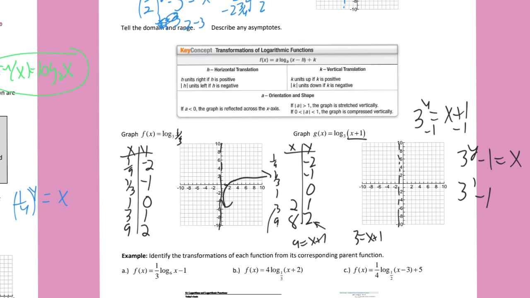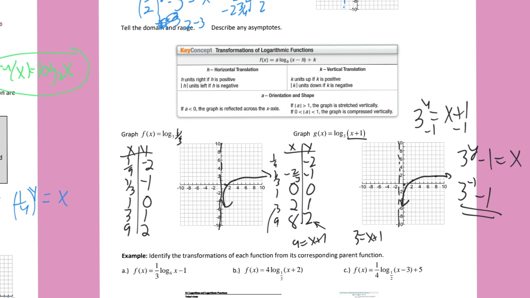If you plug in 0, you would get 0. If you plug in -1, I'm going to go over to the side over here. 3 to the -1 is going to be 1/3, minus 1 is going to be -2/3. And so we can get a good idea of it. It's going to be this exact same logarithmic graph, but it's just going to be moved left 1.